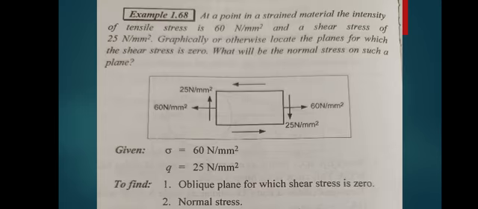Then we are moving towards the next model. Here the question is, at a point in a strained material, the intensity of tensile stress is 60 Newton per mm square and a shear stress of 25 Newton per mm square. Graphically or otherwise, locate the planes for which the shear stress is 0. What will be the normal stress on such a plane?